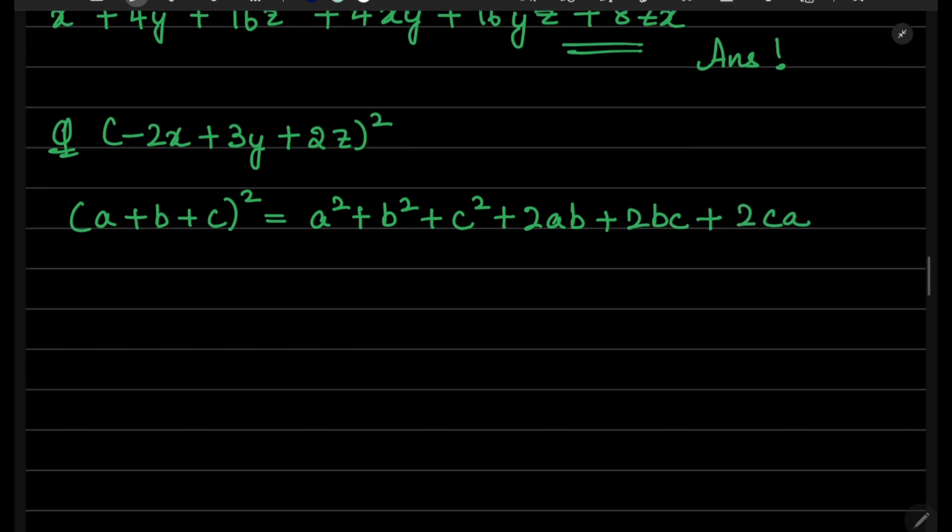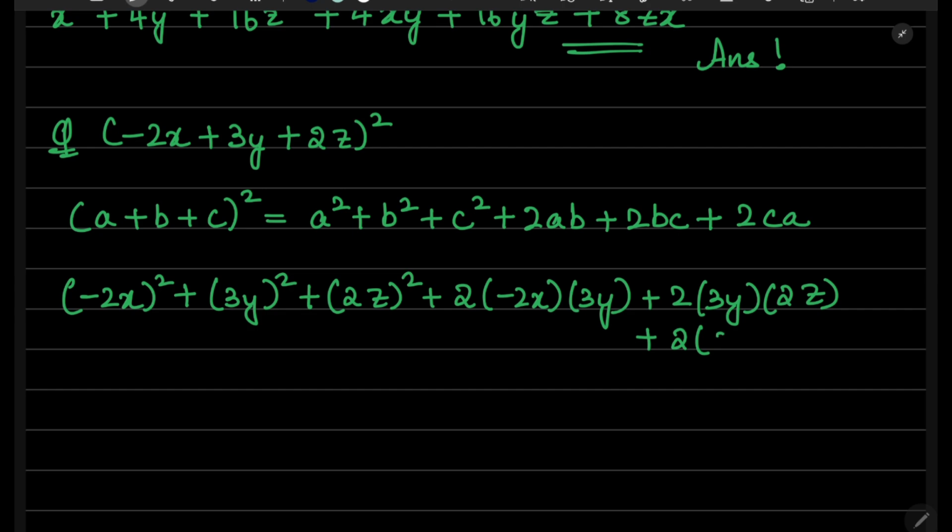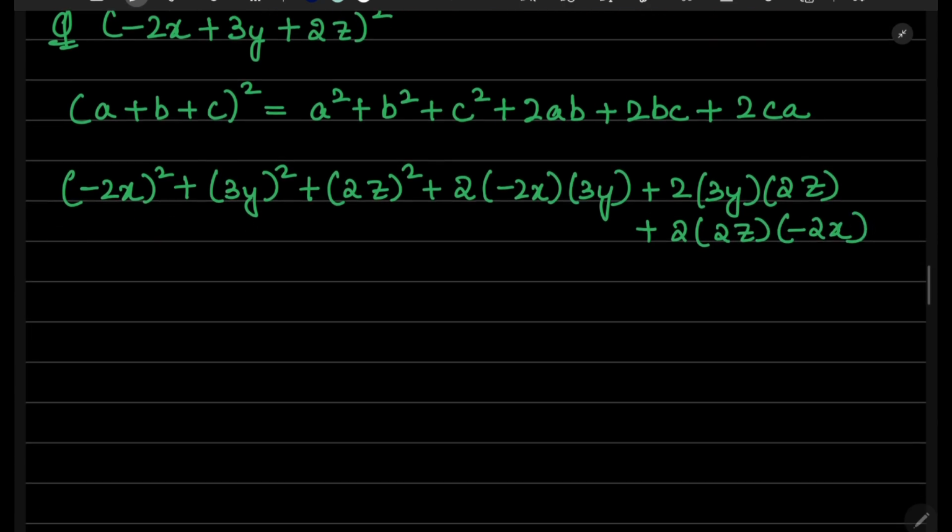Okay, so let us write what is a here, minus 2x. So (minus 2x) the whole square plus what is b, (3y) the whole square plus what is c, (2z) the whole square plus, after that don't look here. Okay, don't look here, just look at a, b and c. So plus 2 into minus 2x into 3y plus 2bc, 3y into 2z plus 2 into 2z into minus 2x. Okay, so now let us open the bracket.